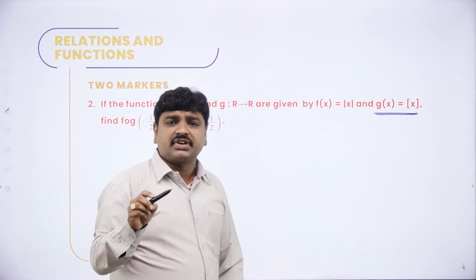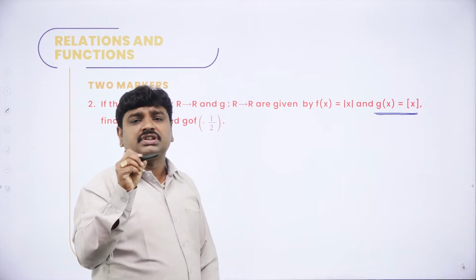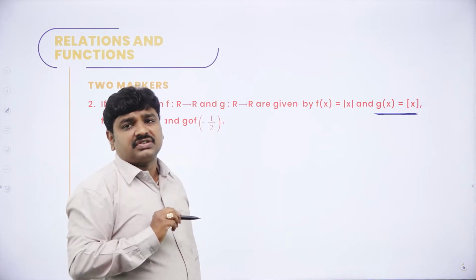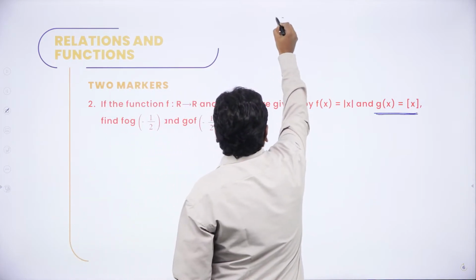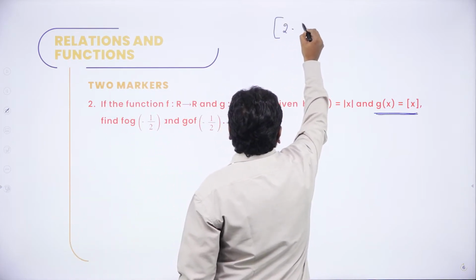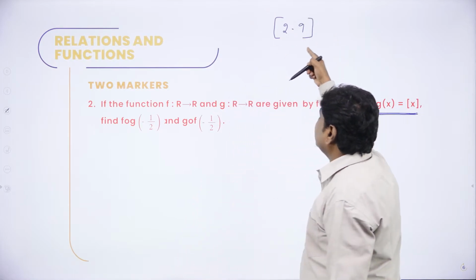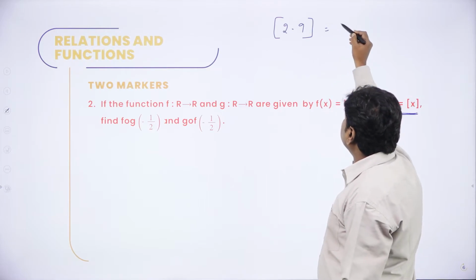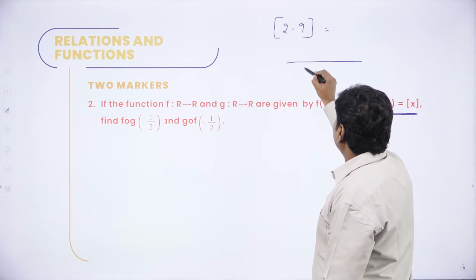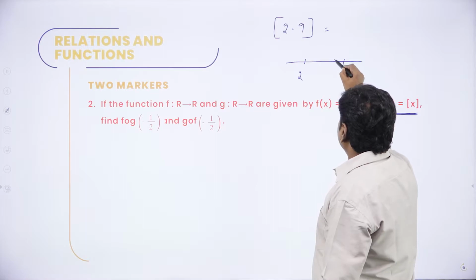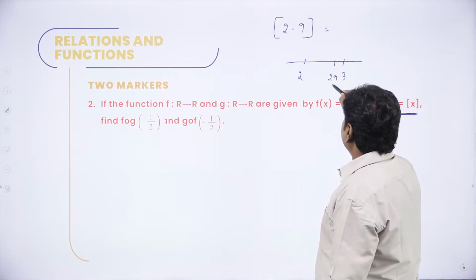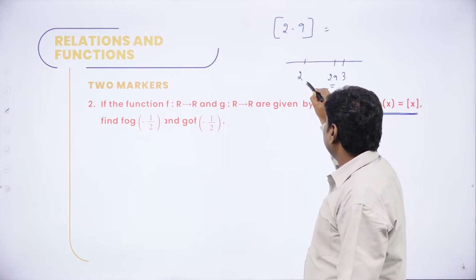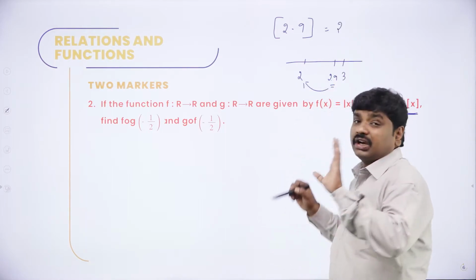What is greatest integer function? So greatest integer function gives an output which is an integer which is near and less. For example, square bracket 2.9, greatest integer of 2.9, means an integer which is near and less than this. On the number line we have 2 here, 3 here and 2.9 is here. So an integer which is near but less than this is 2. It is not rounding off.